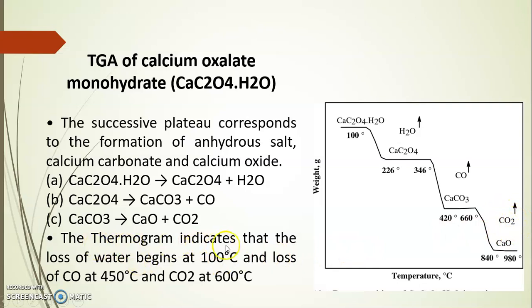So the thermogram indicates that the loss of water begins at 100 degrees Celsius, loss of carbon monoxide at 450 degrees Celsius, and carbon dioxide at 600 degrees Celsius. So these are the steps or reactions involved in the decomposition of calcium oxalate monohydrate.